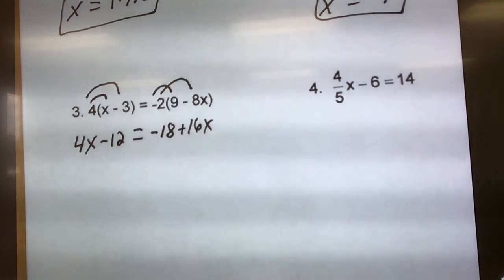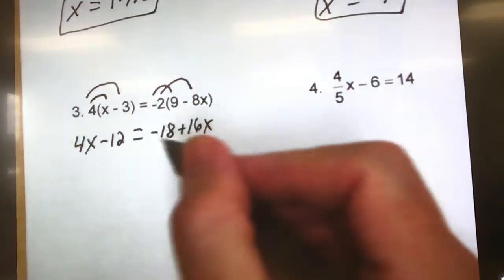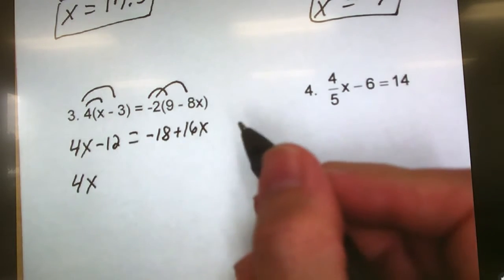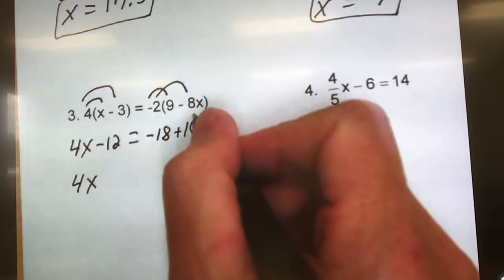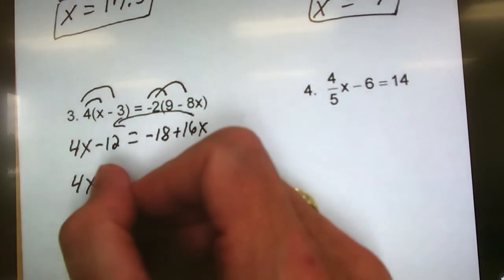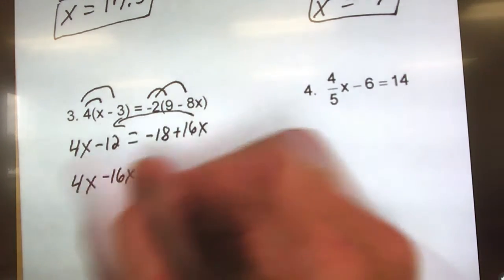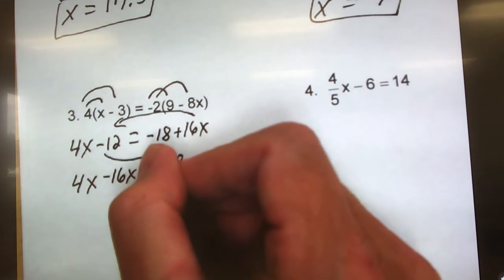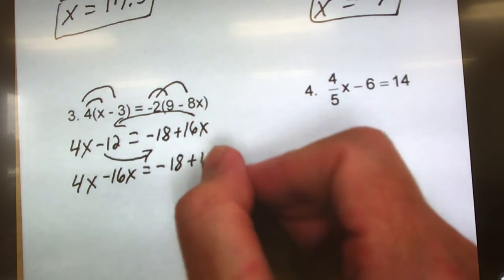Now we are ready to go ahead and move our x's to the same side. So I've got a 4x on the left. Move that 16x across, that's negative 16x. It changes signs. Equals, on the right I have a negative 18. I have a negative 12. I bring it across as a positive 12.